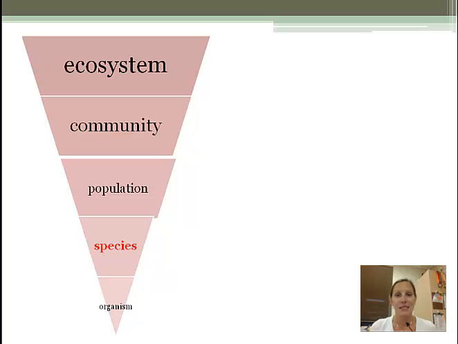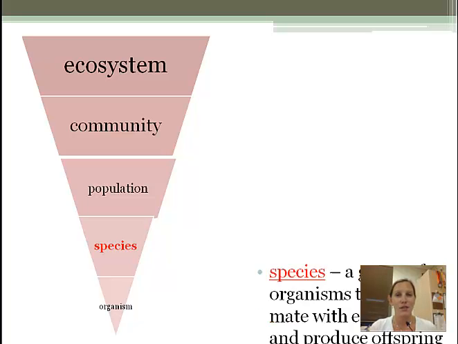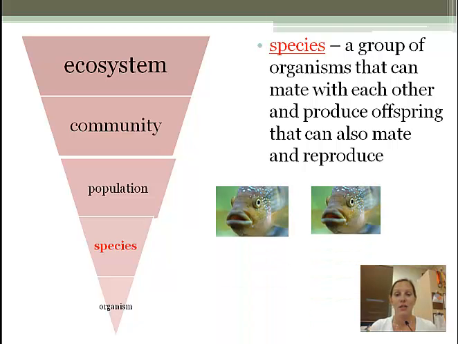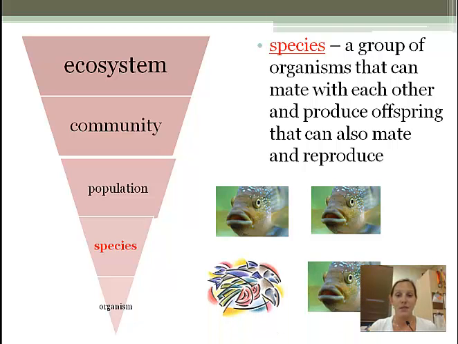Next is species. This is a little more confusing. A species is a group of organisms that can mate with each other and produce offspring that can also mate and reproduce. Let's clarify. 2 fish of the same species could successfully mate and reproduce offspring. One fish of one species with another fish of another species could not reproduce and make offspring.